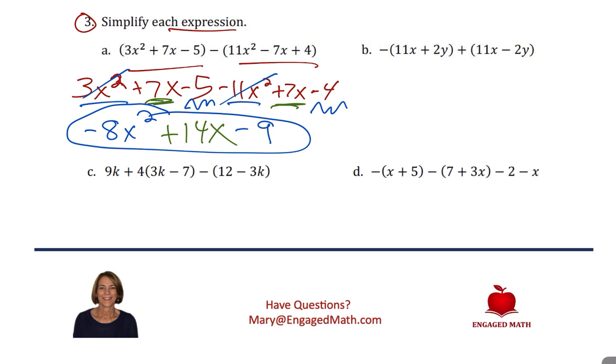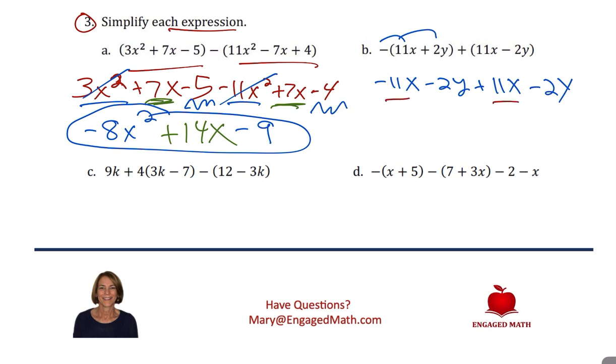Okay, let's look at the next one. This time we have a negative to distribute through the first parentheses. So we have negative 11x minus 2y. Remember that negative is being distributed to both, plus 11x. The second parentheses has nothing to distribute, so we just write plus 11x minus 2y. Nothing changes. All right, let's see what we can combine.